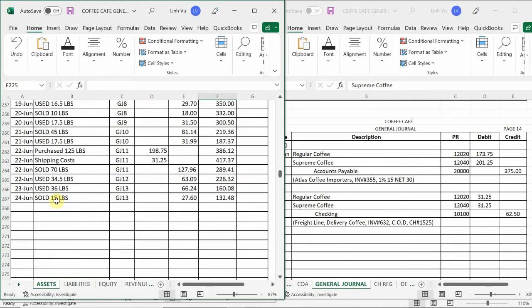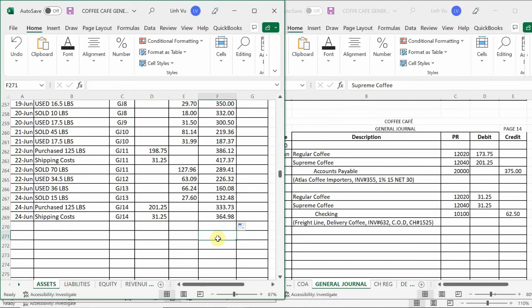Okay. What about Supreme? Supreme was 201.25. $201.25 and $31.25 for freight. 232.50. Hold on, $232.50. Hold on, hold on. No, no, no, no, no.